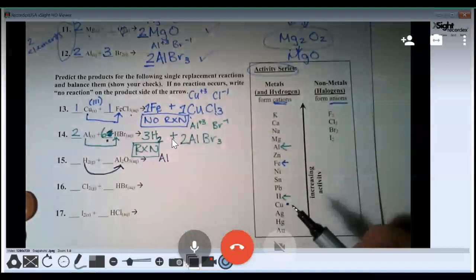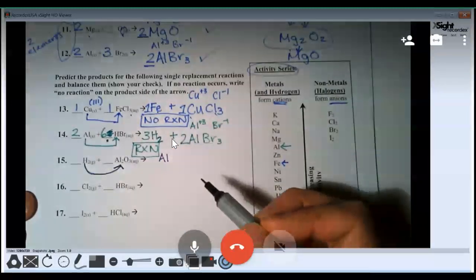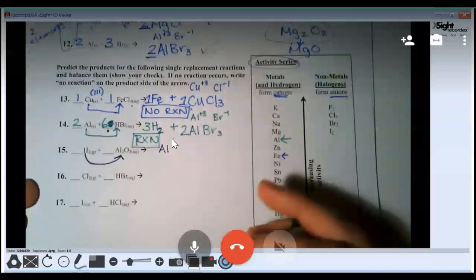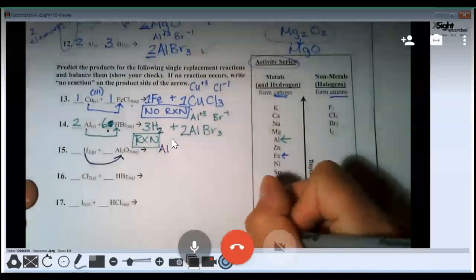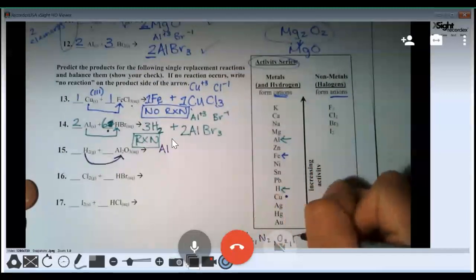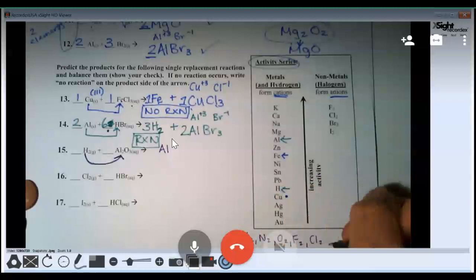No. Can it be? Is it a diatomic? I don't think so. Is it a diatomic? Remember, H2 into O2, F2, Cl2, Br2, and I2.